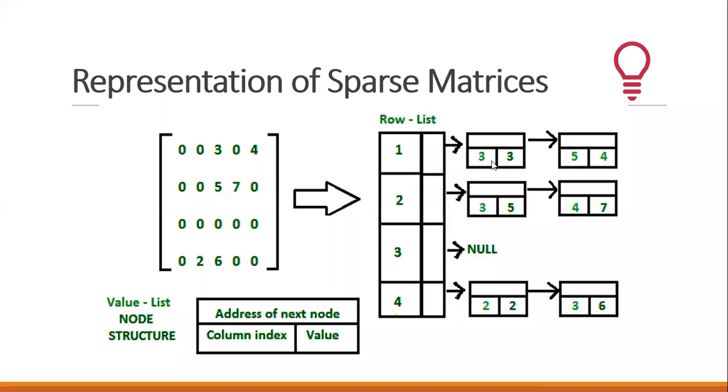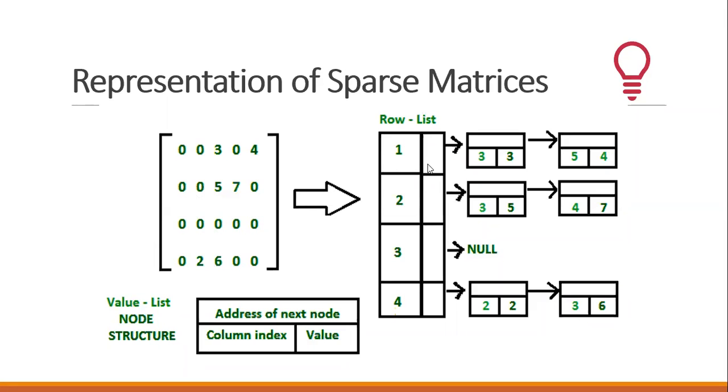Then this node has to point to another node in the same row which again has a non-zero value. So now another node is created, and the column is 5, because if we count 1 2 3 4 5, it is the fifth column, and the value is 4. And now there is nothing more, so it has stopped over here.